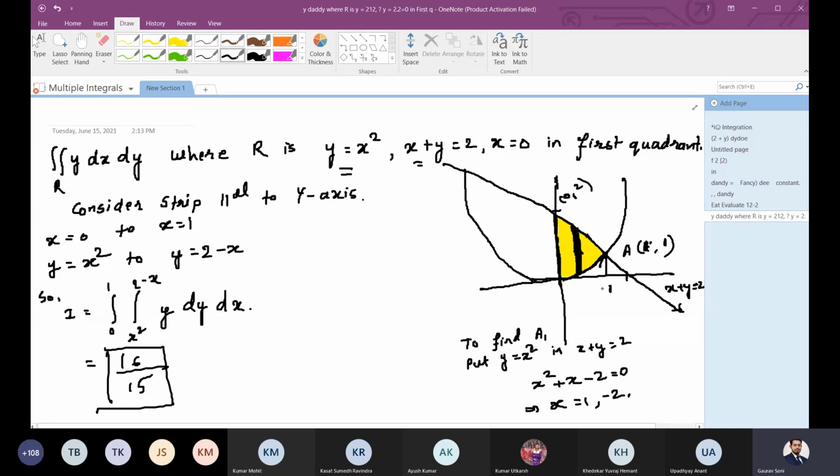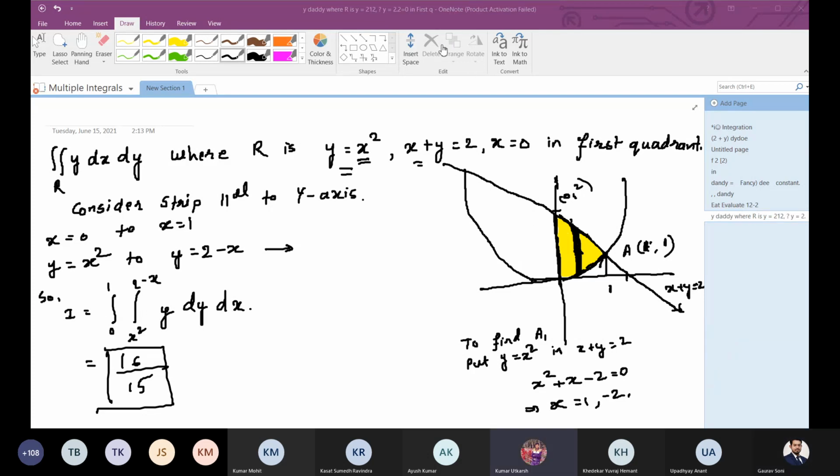And now, what idea does y give me, about how long the strip is? So you look at the lower end of your strip. The lower end is on the parabola. So what is the value of y on the parabola? x square. What is the upper end of the strip? The upper end is on this line, and what is the value of y on this line? 2 minus x. And that's why y is equal to x square to y equal to 2 minus x. Is it clear? Okay, sir.